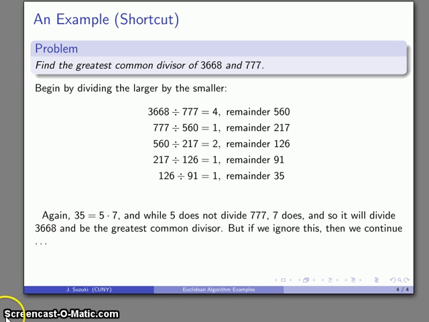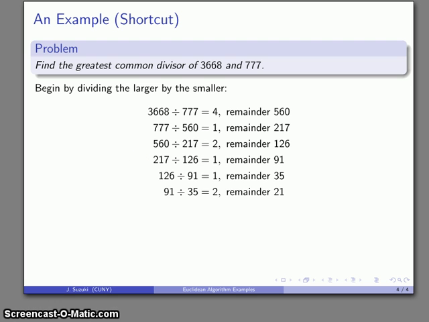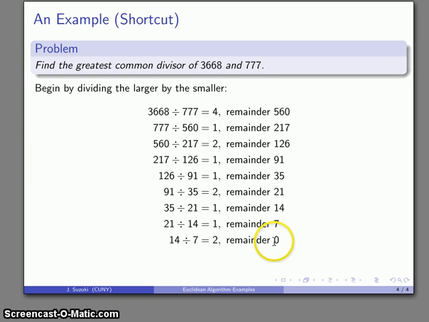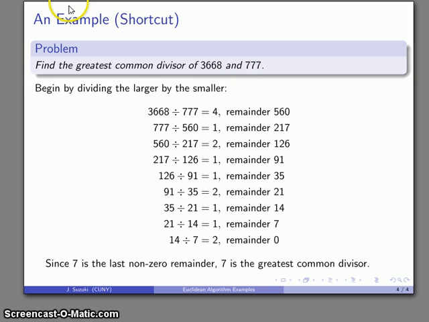And again, if I didn't notice that, or if I didn't want to, we could do the slide. 91 divided by 35, and again, remainder 0 tells me that my previous remainder is going to be the greatest common divisor of the two numbers. And again, what makes this an algorithm is if I keep applying it, eventually I arrive at what the greatest common divisor is. There is a guaranteed arrival point.